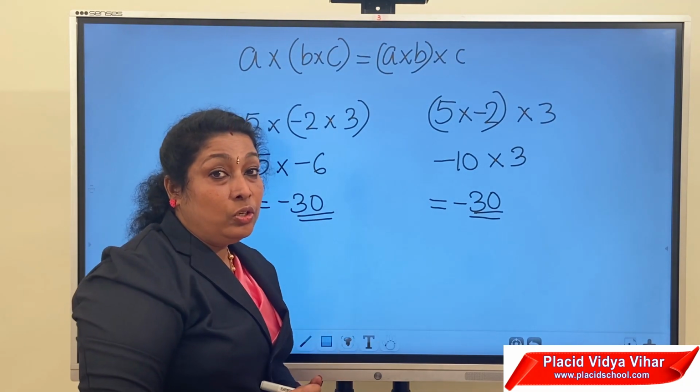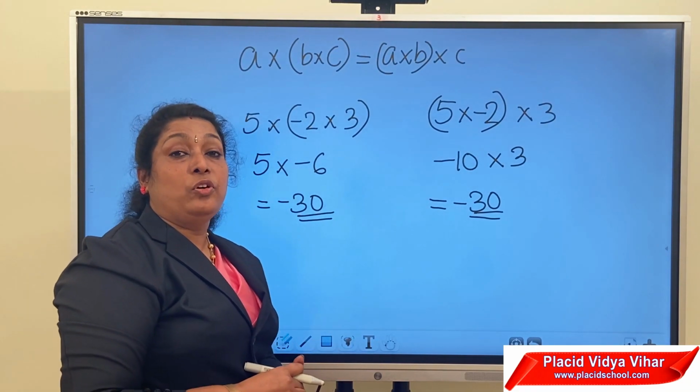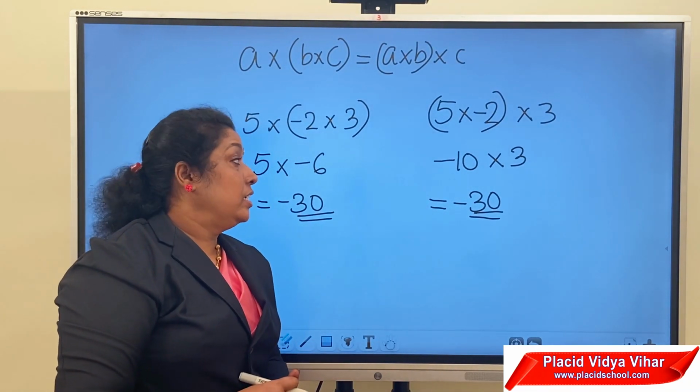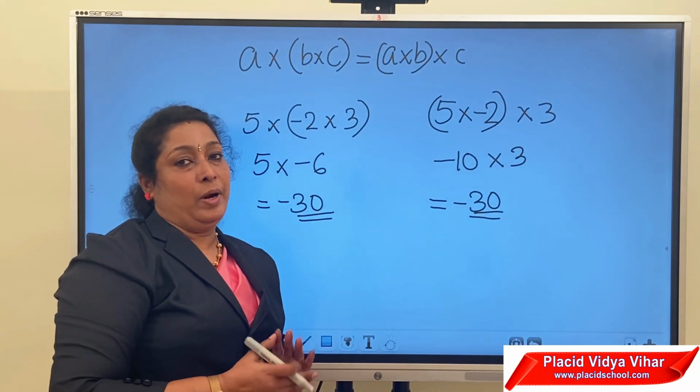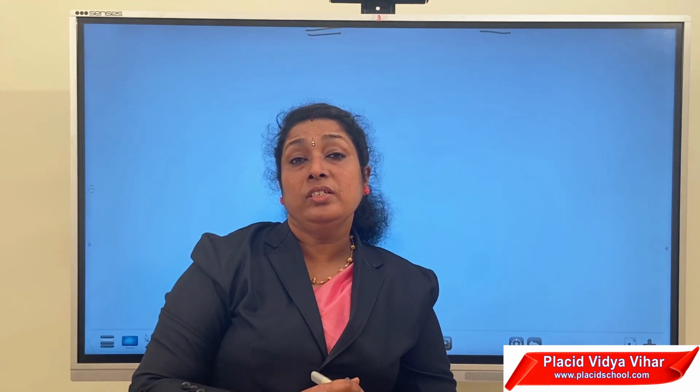So how can we conclude? The associative property for multiplication of integers: integers are associative under multiplication. So we can conclude the associative property like this: integers are associative only under addition and multiplication.